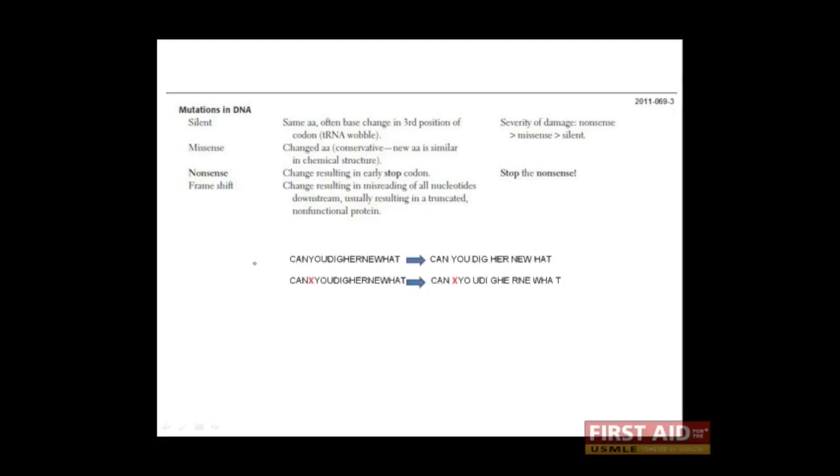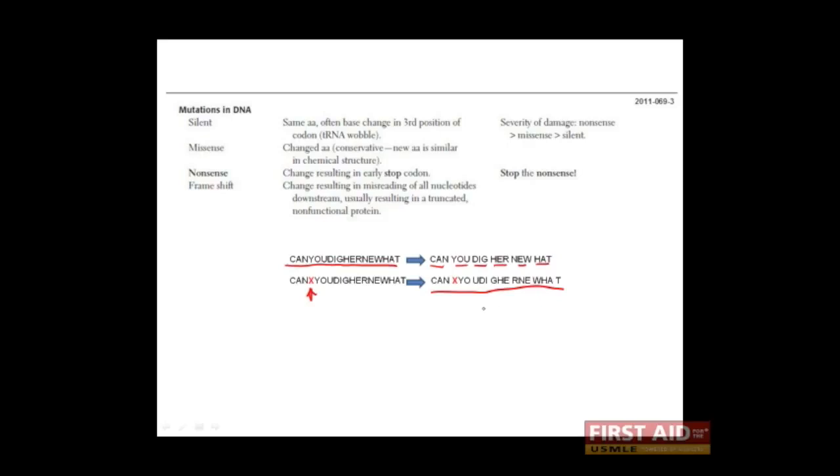Take, for example, this analogy. Suppose we have this DNA sequence. Now remember, DNA is read in a non-overlapping manner. It is read 3 nucleotides at a time. So this sequence would translate to, "Can you dig her new hat?" If an insertion were to occur, which is represented by this X, the result is a sentence which doesn't seem to make any sense. Now, even if a frame shift does occur, amino acids can be produced.